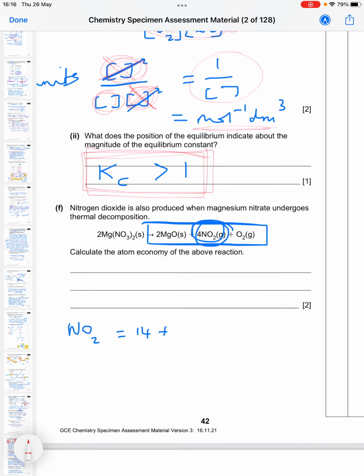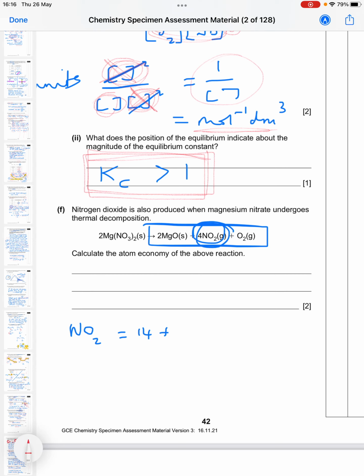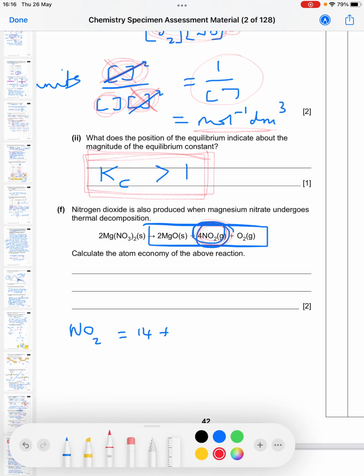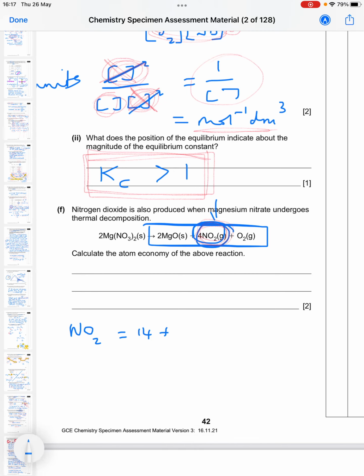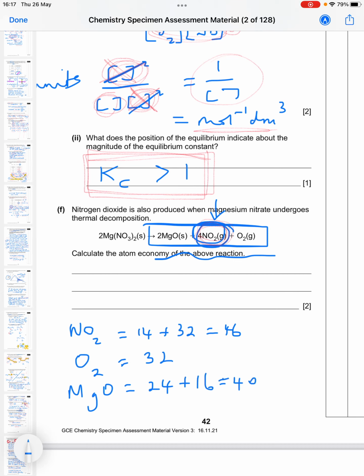And finally, nitrogen dioxide is also produced when magnesium nitrate undergoes thermal decomposition. Calculate the atom economy of the above reaction. So you can see here I've circled the NO2 because it's what we're interested in. And I'm going to work out the mass of the NO2 and then the total mass as well of everything here. So we've got 14 plus 2 16s is 32, which is 46 for the NO2. O2 is 32 with 2 16s, and then MgO is 24 for magnesium and 16 for the oxygen, which is 40.